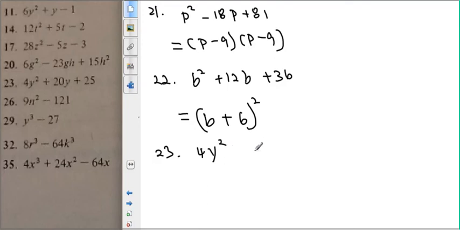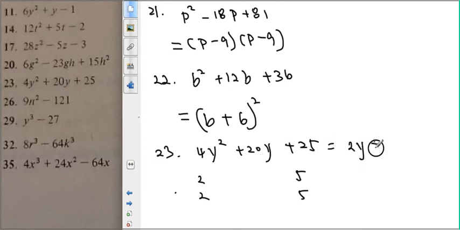Four y squared plus 20y plus 25. Notice that we can try to go for factors of 4 and then factors of 25, but did you realize that those are all perfect squares? Then chances are that we might have 2 and 2 and then 5 and 5. Then we get 2 times 5 becomes 10 and 2 times 5 becomes 10. Hence, no wonder we get 20y. Then this in fact is equal to 2y plus 5 squared.